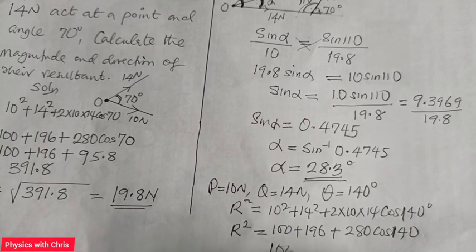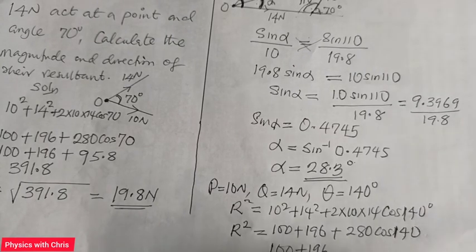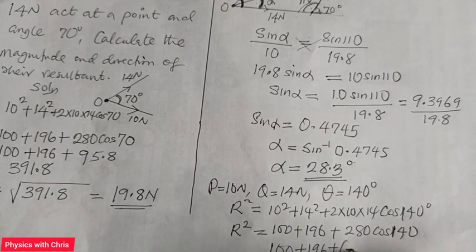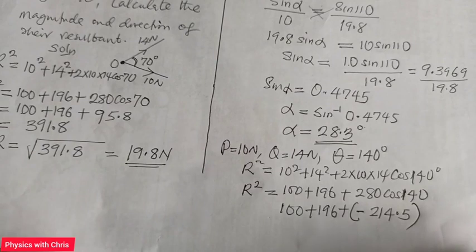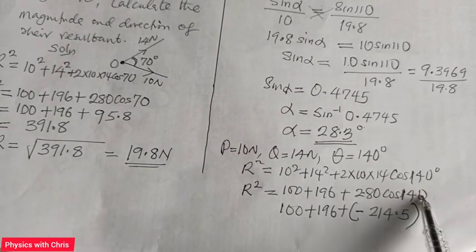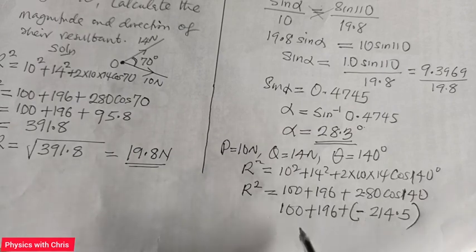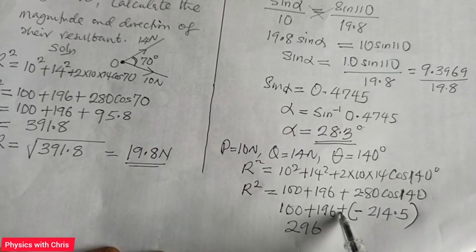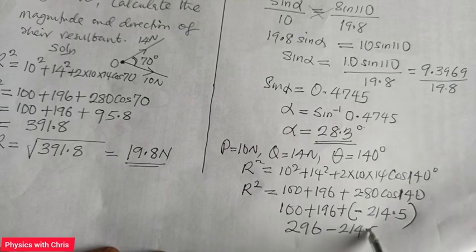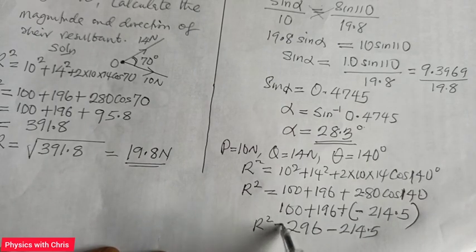So I have here 100 plus 196 plus this gives me minus 214.5, to the nearest one decimal place. You see that now? Evaluate this first, following the rule of BODMAS. This times this gives you negative, so you have to take note of that. That gives me 296 plus this, negative multiplied by positive, that gives you minus 214.5. That is equal to my R squared.